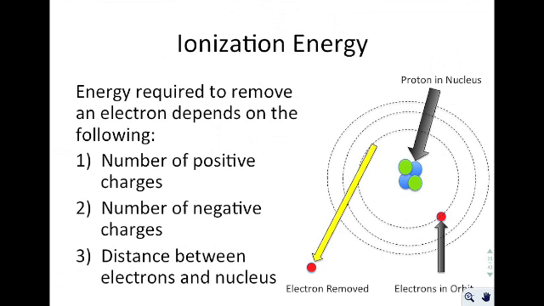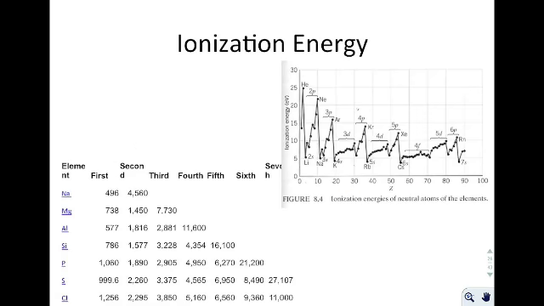So now we need to talk about the idea of ionization energy. We've already explained atomic radii and ionic radii in terms of Coulomb's law and effective nuclear charge, but now we need to look at ionization energy. Just as a review, ionization energy is the energy required to remove an electron from an atom completely. So it depends on the positive charges, the negative charges, and the distance between. In other words, it depends on Coulomb's law.